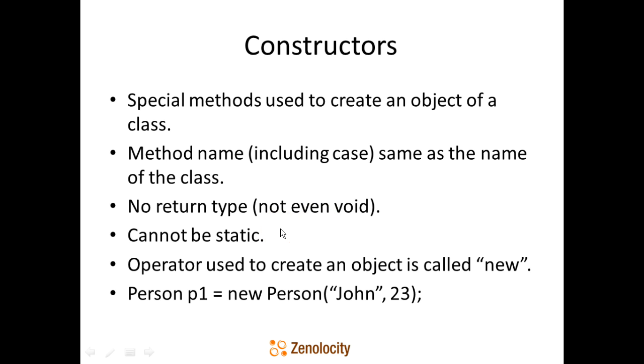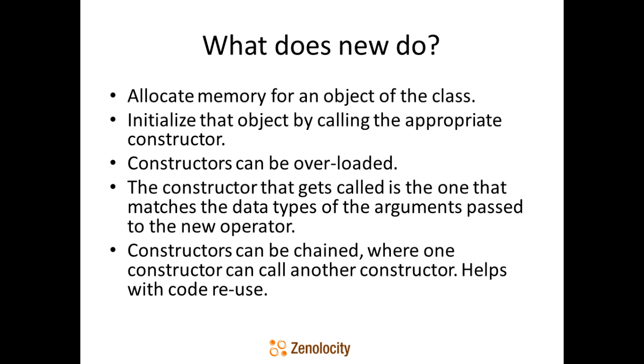And the way you create an object of a class is by invoking the new operator. When you invoke the new operator, you pass the name of the class. In this case here it is Person, and new basically allocates memory for the Person object, and also invokes the constructor by passing these two arguments, and the constructor initializes the data members of the class of the object. So new basically allocates memory for the object of the class, and it initializes that object by calling the appropriate constructor.